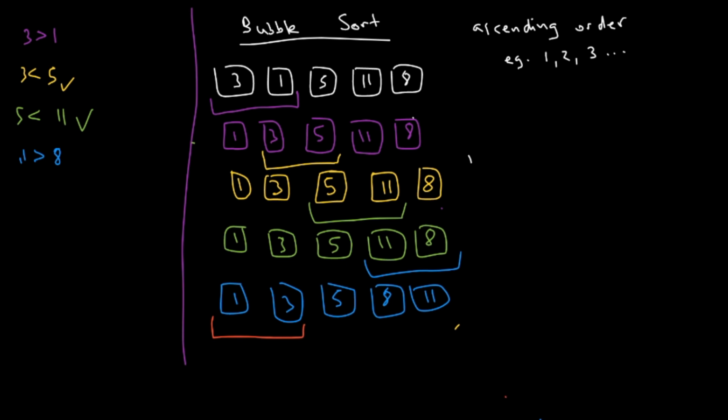So 1 is smaller than 3, check. 3 is smaller than 5, correct. 5 is smaller than 8. And 8 is smaller than 11. So the numbers are now in ascending order and it took us 5 steps to order them.